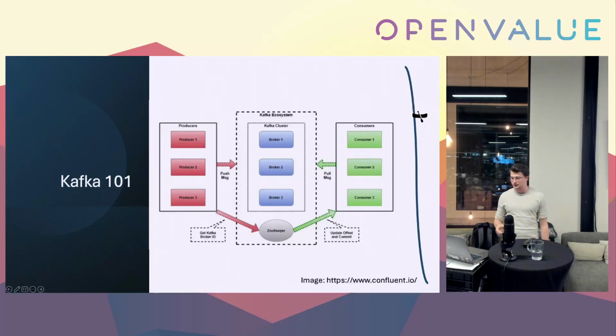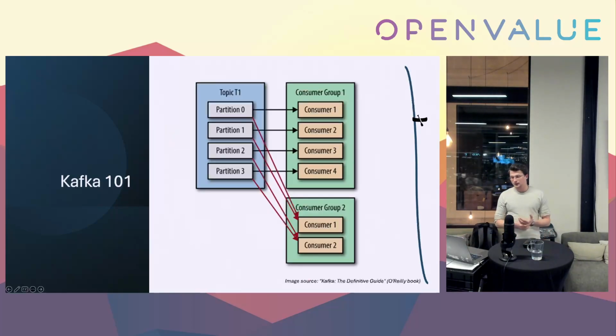Another important thing is that consumers work together in groups. That's how you can distribute the workload. So what you see here is a topic with 4 partitions, and we have 2 consumer groups. The first consumer group has 4 consumers, and each consumer gets 1 partition. That's the maximum number of consumers per partition. There can only be 1 consumer reading from a partition. And in this case, it's satisfied.